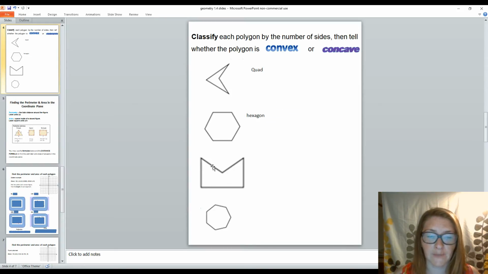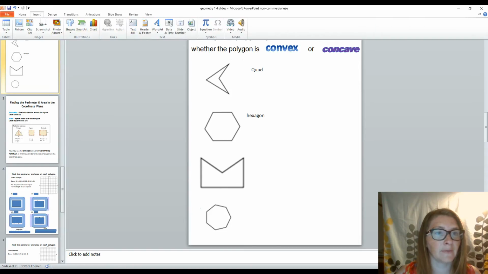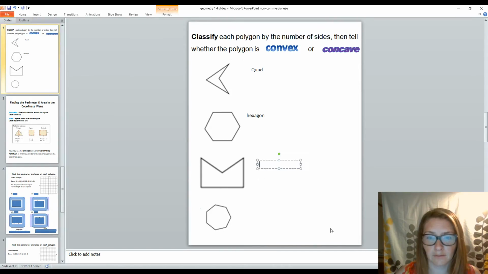Right? Now the next polygon. 1, 2, 3, 4, 5. What is a 5-sided polygon? It is a pentagon. Right?